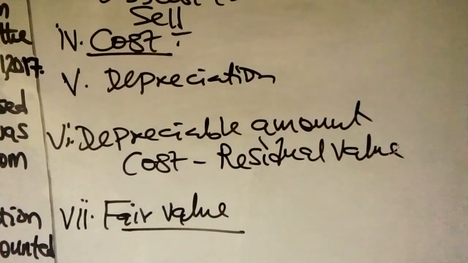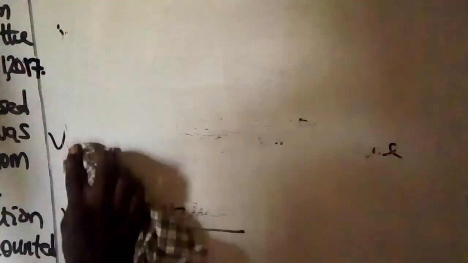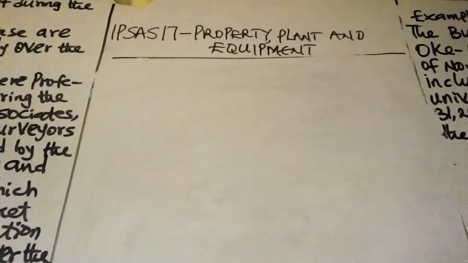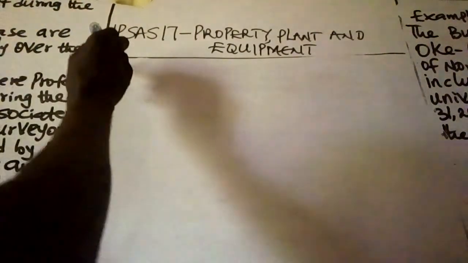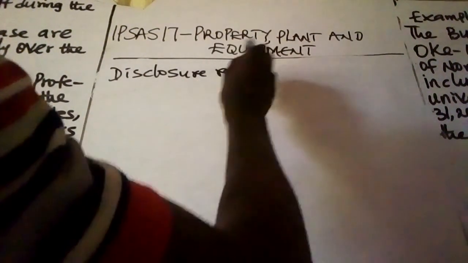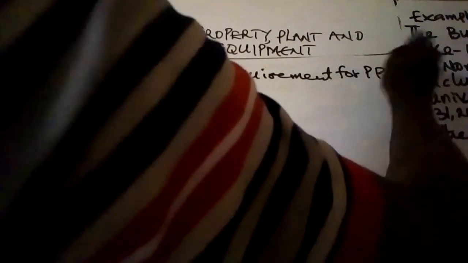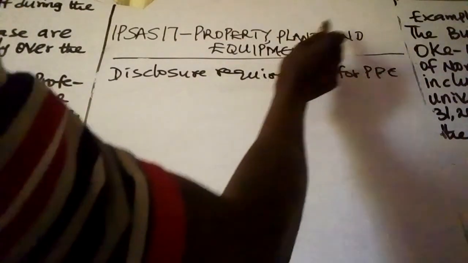In accordance with IAS 17, what are the disclosure requirements for PPE? That is what I'm going to consider. By PPE, I mean property, plant, and equipment. Disclosure requirements for PPE, that is property, plant, and equipment.